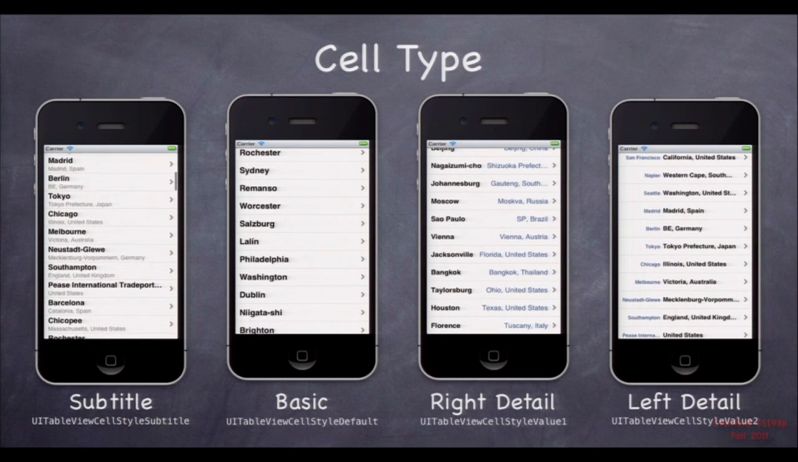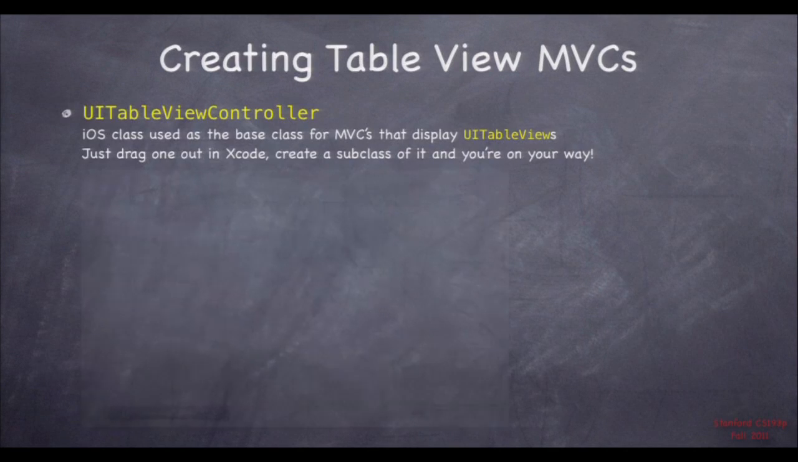Okay, so you've probably seen all these different kinds of cells in different apps, like settings tend to use the left detail, and most other kind of just generic lists tend to use the subtitle mode. And we're going to see in Xcode how we can set what the type is.